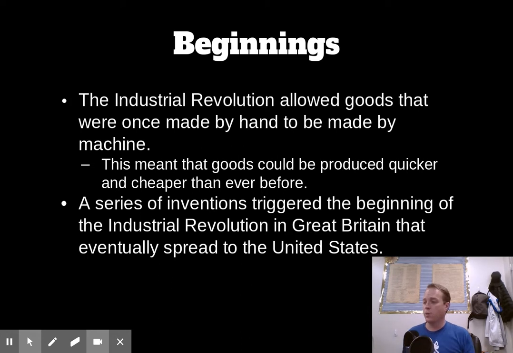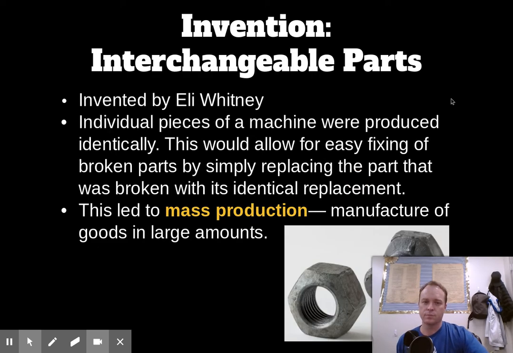And this is all really going to start because of a series of inventions that happened in Great Britain and eventually spread to the United States. And it's kind of interesting, this spread is actually done by industrial espionage. The English were very much concerned about people stealing the steam engine technology and taking it to other countries. And so we have some spies who go to England to eventually get this information.